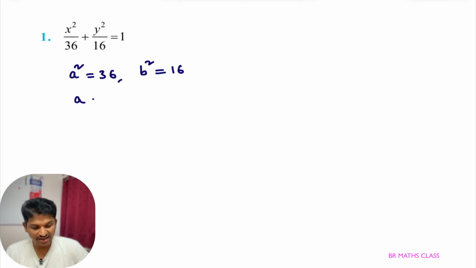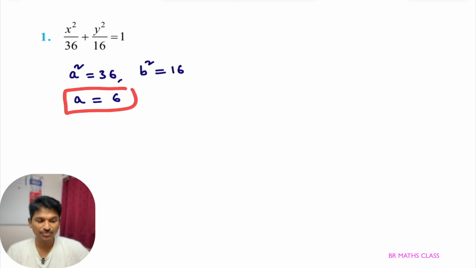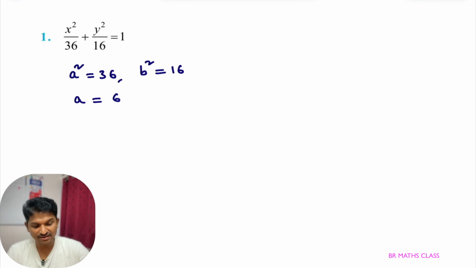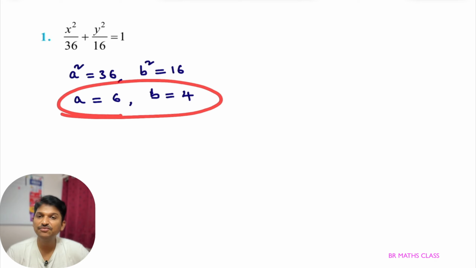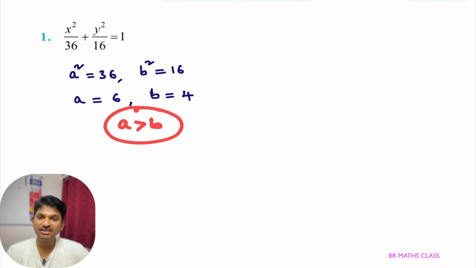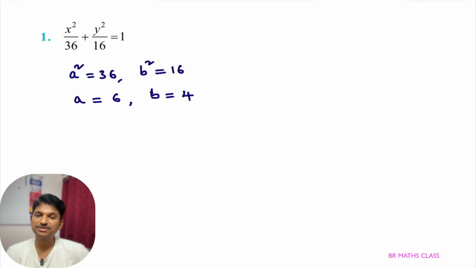From this, what is a? A is 6. Here, you don't write it as plus or minus 6. In ellipse diagram, this a is there. A is length. Length is always positive. So, you cannot write plus or minus 6. Right? So, a is 6. What is b? B is 4. Okay. After getting this a value, b value, you identify a less than b or a greater than b. Here, a is greater than b. A is greater than b means standard form of ellipse. It's a first type. When a is greater than b, it is a standard form of ellipse.